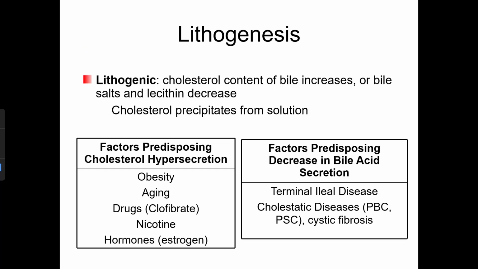Lithogenesis: lithogenic means the cholesterol content of the bile increases or bile salts and lecithin decrease. Cholesterol precipitates from solution. Factors predisposing to cholesterol hypersecretion: obesity, aging, drugs, nicotine, and hormones. Factors predisposing to a decrease in bile acid secretion: terminal ileal disease, cholestatic disease like PBC or PSC, cystic fibrosis.